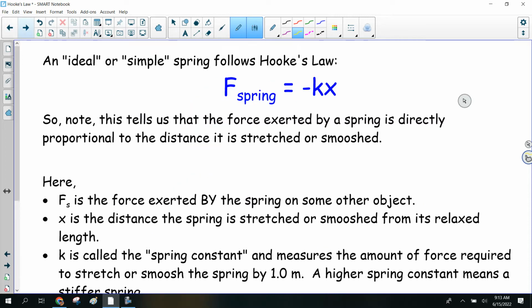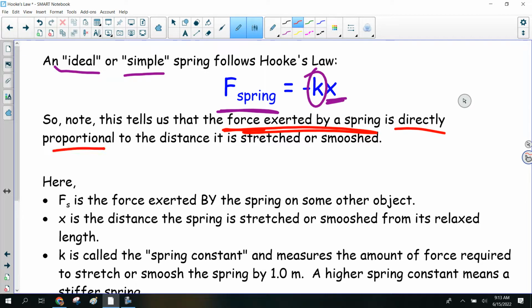Everything we're going to talk about is for what we call an ideal or sometimes a simple spring, and it follows, as I said, what's called Hooke's law. And Hooke's law says that the force of the spring is equal to negative k, which is what's called the spring constant, times x, which we just talked about, how much the spring is stretched or squished from its relaxed state. So in English, it's telling us that the force exerted by the spring is directly proportional to the distance that the spring is stretched or smushed.